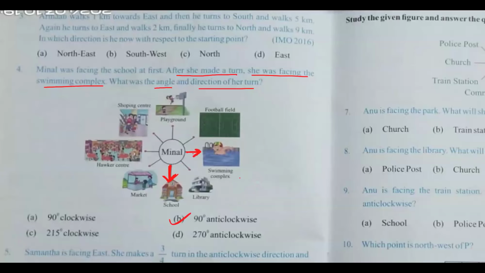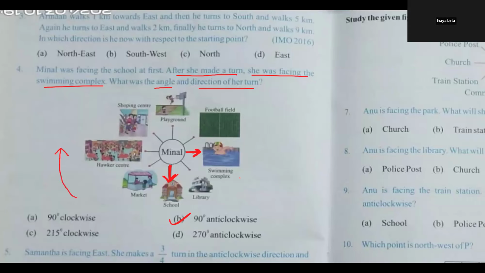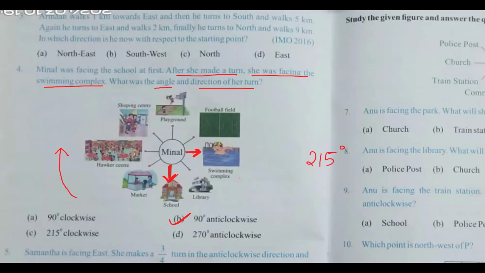Okay, now we have got the answer for this, 90 degrees anti-clockwise direction. What if she has to move in the clockwise direction only? What should be the angle turn? Tell me for this also. What should be the angle turn if she wants to move in the clockwise direction only, not anti-clockwise? So what will be the turn? 215 degrees. Okay, so Inaya is saying 215 degrees. Inaya, you also tell. What do you think?